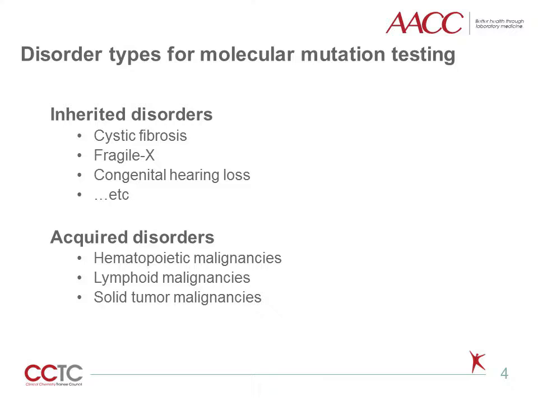Targeted mutation analysis is generally performed for both inherited disorders and acquired somatic malignancies. Inherited disorder testing is commonly referred to as germline testing because the mutations are often transmitted to offspring via the gametes. Inherited disorders include cystic fibrosis, autism, Fragile X, congenital hearing loss, achondroplasia, familial cancer syndromes, and many others. Acquired somatic disorders occur in non-gamete tissue and thus are not inherited from parent to child. Common somatic disorders include hematological and solid tumor cancers.